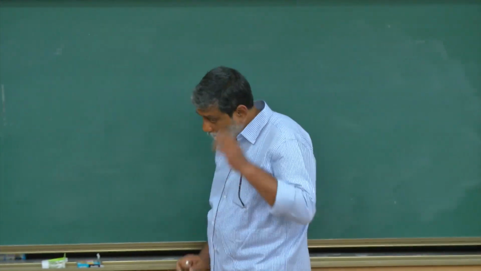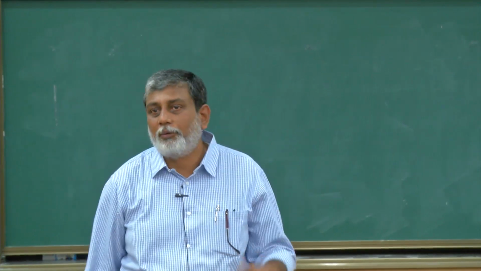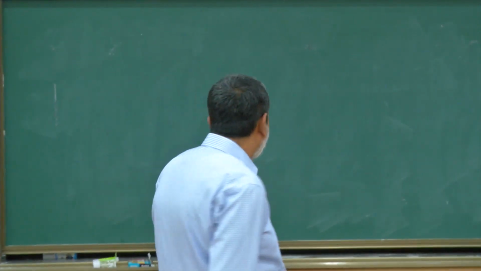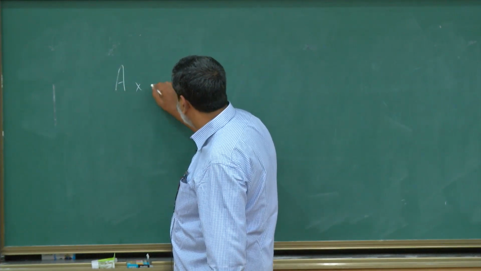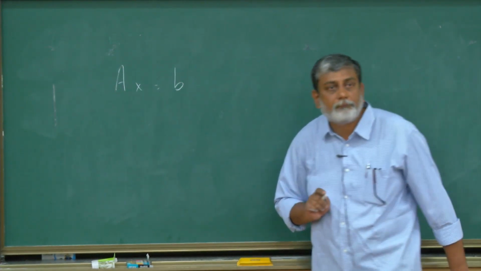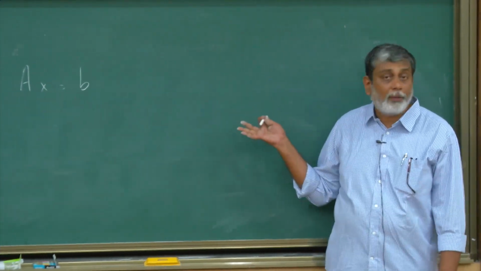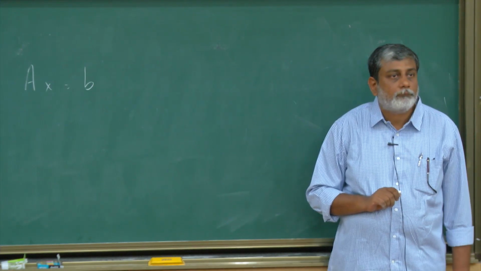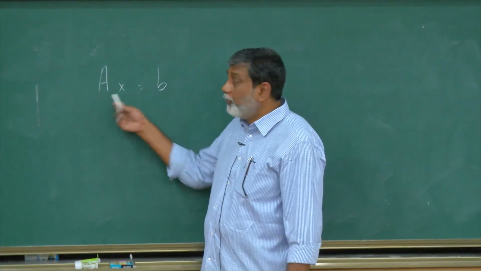Okay. Now I guess you know that when you're trying to solve these equations in various contexts, you end up getting some equation like AX equal to B, and you want to solve that. All right. When is it possible to solve this?